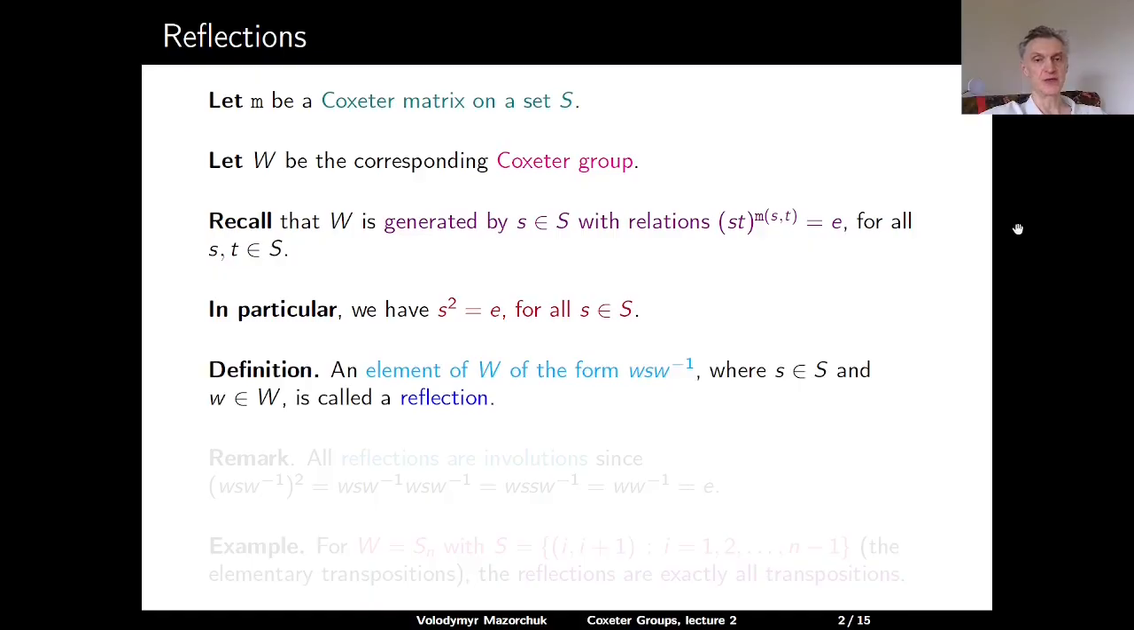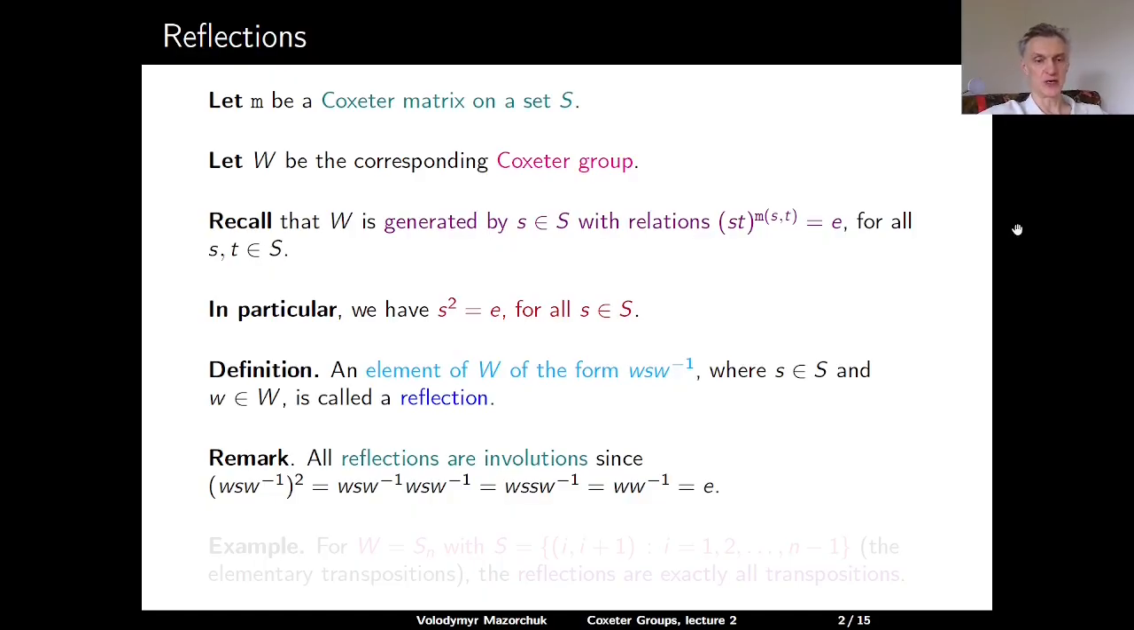Definition: an element of W is called a reflection if it has the form w s w inverse for some s a generator, and w an element in W. So conjugates of generators are called reflections. Let us remark that all reflections are involutions. That's because, by definition, all generators are involutions, so they square to the identity, and of course, when we conjugate, the same property remains true.